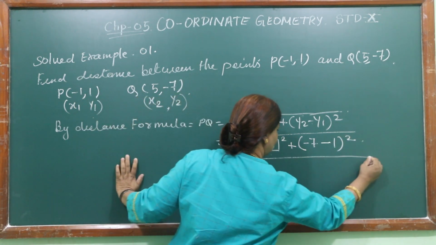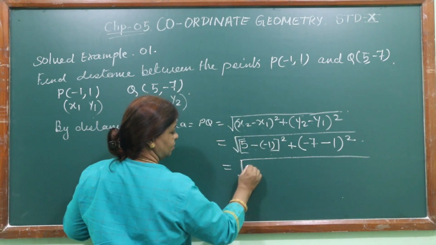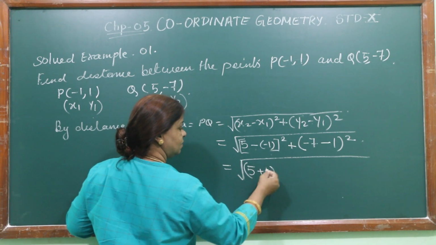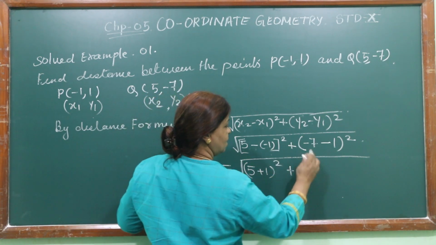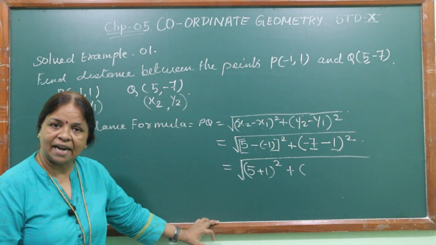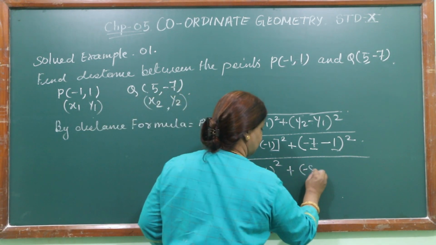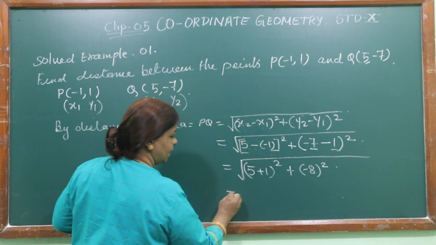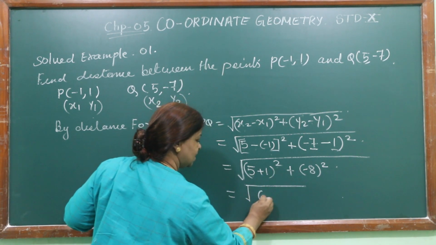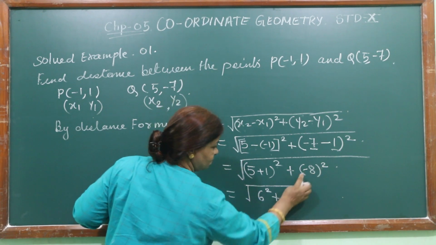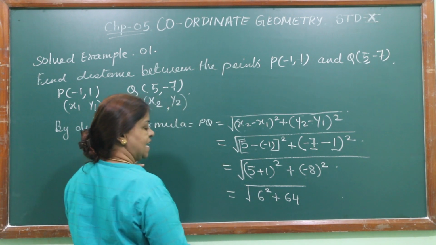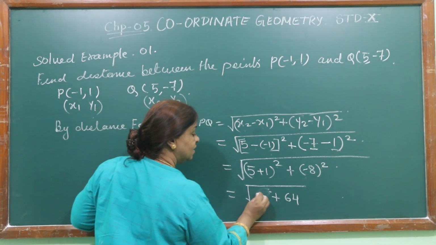Now under the root 5 minus minus will become plus, children. The whole square plus. Both are minus. Minus 7 and minus 1. Both are minus, so both will be added. That would be minus 8. Minus 8 the whole square. Now 5 plus 1 will be 6. 6 square plus minus 8 the whole square would be 64, children. And 6 square would be 36.